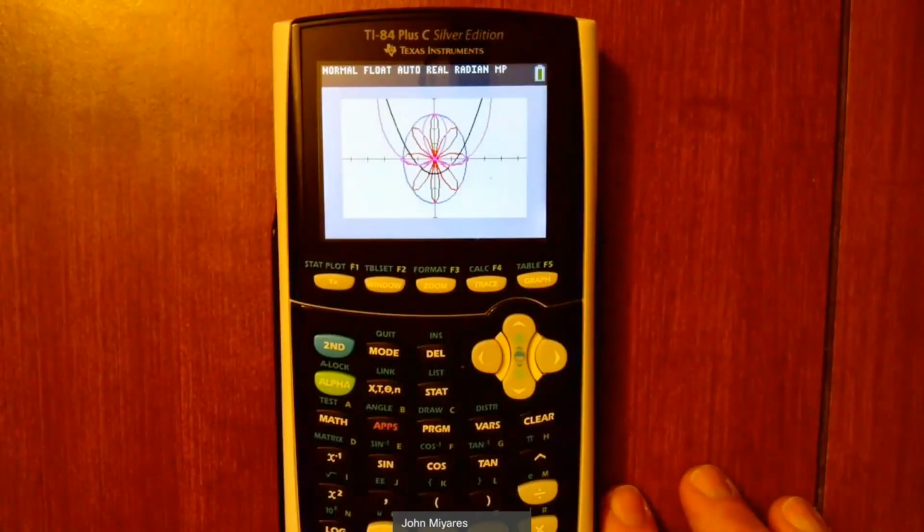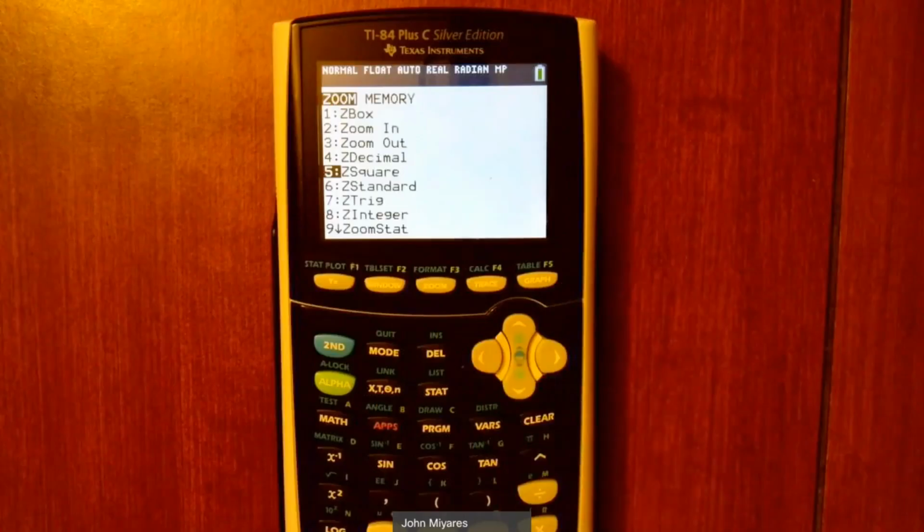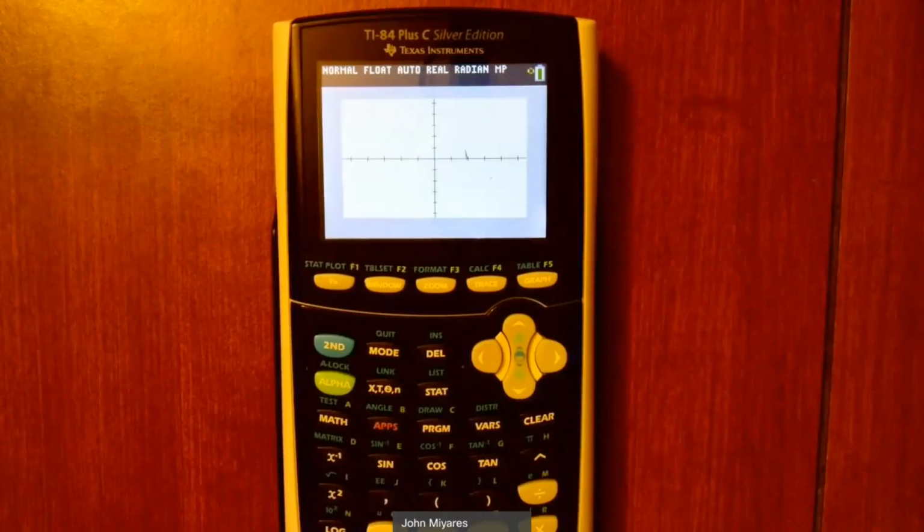Now, another thing you should notice is that this thing that's supposed to be a circle with radius 3 doesn't really look like a circle. It looks a lot more like an ellipse. So what I'm going to do here is I'm going to hit zoom square, and that should give me a window that is looking a lot more proportional. So my circle actually looks round.